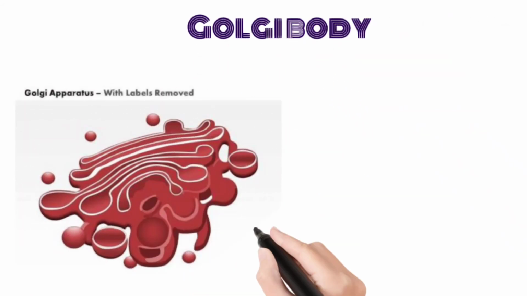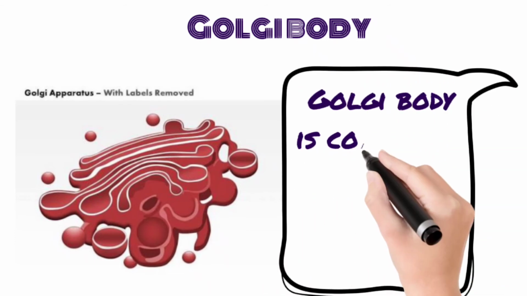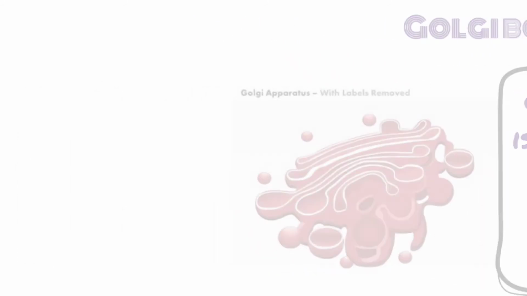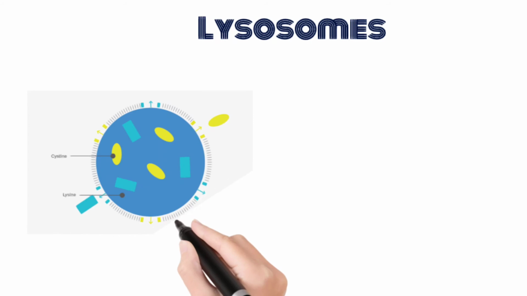This is the figure of the Golgi body. It is tubes or vesicles. So the Golgi body is considered the post office of the cell, because it stores, packs and releases, transporting materials where they are necessary.